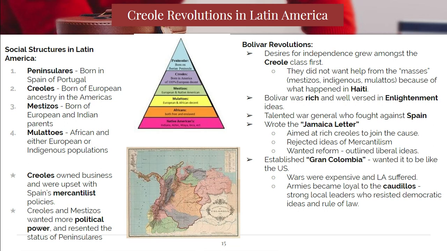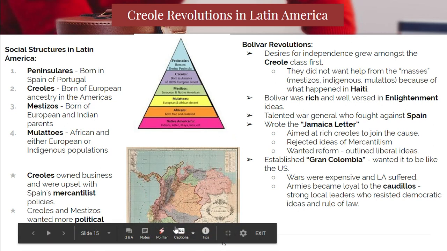Now, an important point here, right? They are not looking for assistance from the mestizos and the Native Americans and the mulattoes because they see what happened in Haiti and they think, oh, if that happens to us, we're going to be the ones with our heads getting chopped off, right? So Simon Bolivar becomes the leader of the sort of resistance movement, the Creole resistance to Spanish rule in what is today Colombia, Venezuela, Bolivia, Peru, Ecuador, throughout this part of South America.